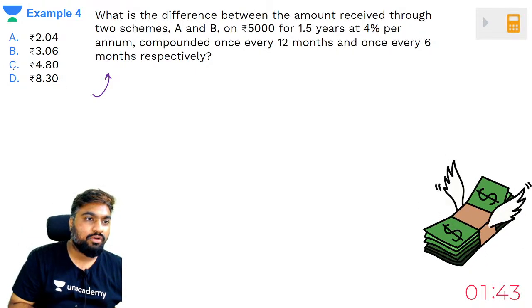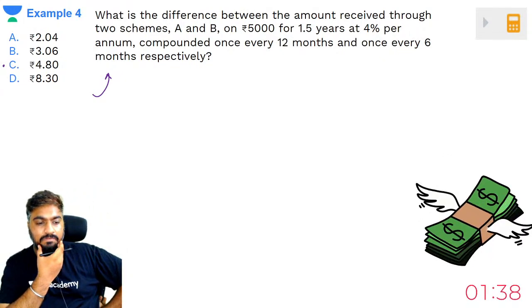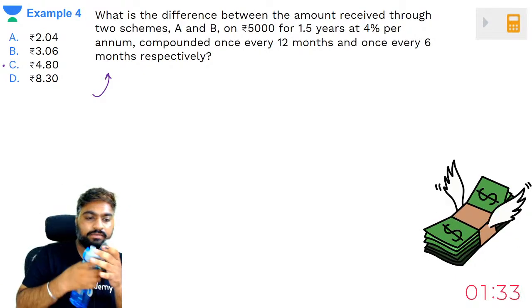Abhinav says C, 4.80. Okay. How about others? According to Abhinav, it is 4 rupees 80 paise.